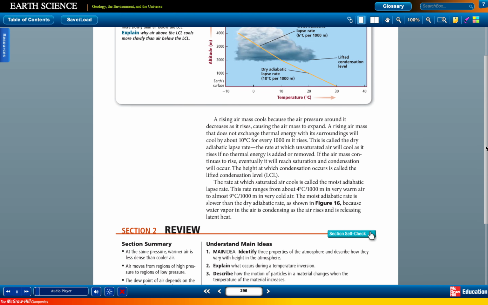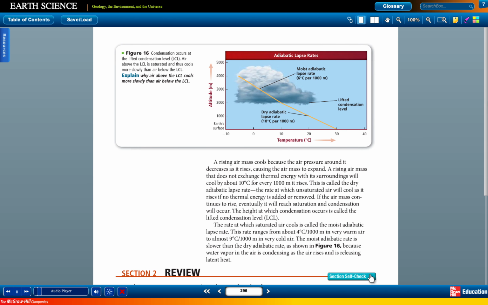A rising mass of air cools because the air pressure around it decreases as it rises, causing the air mass to expand. A rising air mass that does not exchange thermal energy with its surroundings will cool by about 10 degrees Celsius for every 1,000 meters it rises. This is called the dry adiabatic lapse rate, the rate at which unsaturated air will cool as it rises if no thermal energy is added or removed. If the air mass continues to rise, eventually it will cool to its condensation temperature. The height at which condensation occurs is called the lifted condensation level, LCL.